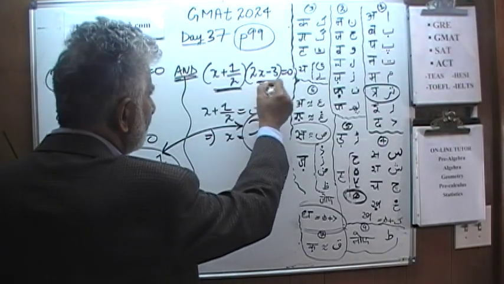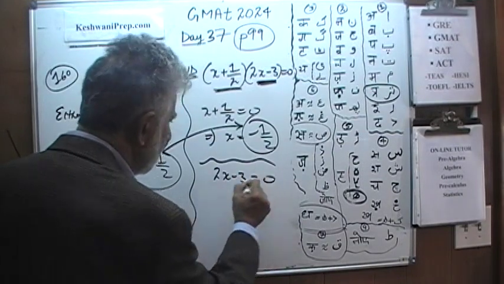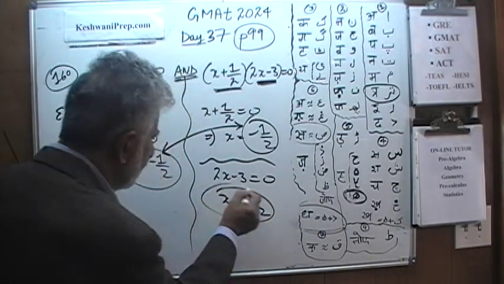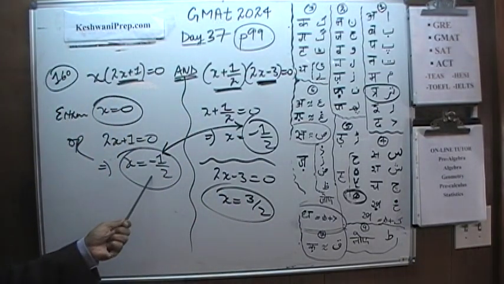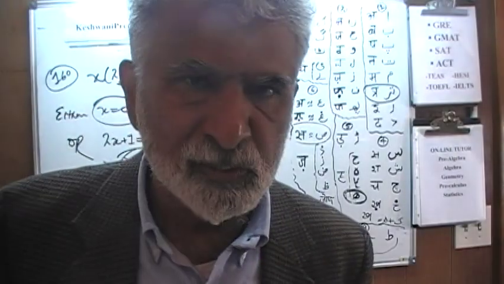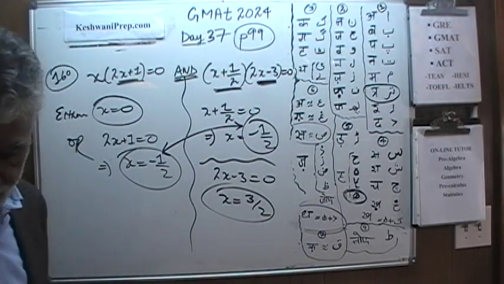The other possibility is this quantity is equal to 0, 2x minus 3. We don't have to do this part. This is absolutely unnecessary. It gives 3/2. As you can see, the common value of x to both of these equations is negative 1/2, which means negative 1/2 will satisfy this equation as well as that equation.